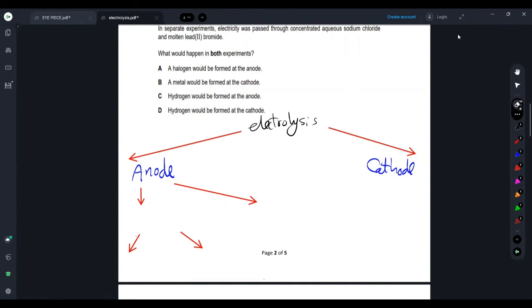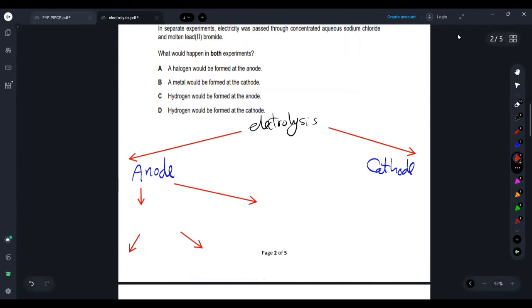First lecture we have is electrolysis. What's meant by electrolysis? Electrolysis is breaking down of ionic compounds using electricity. Ionic compounds should be aqueous or molten. But before we go on, we have to add some basic rules for any electrolysis. What will form at the anode and what will form at the cathode?